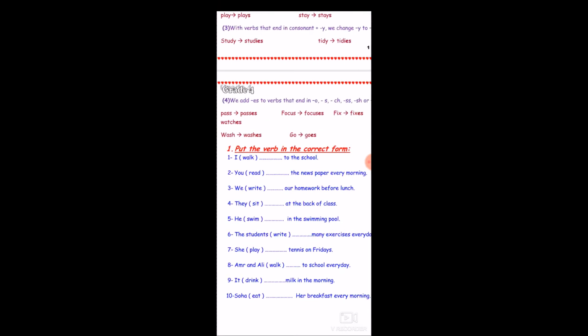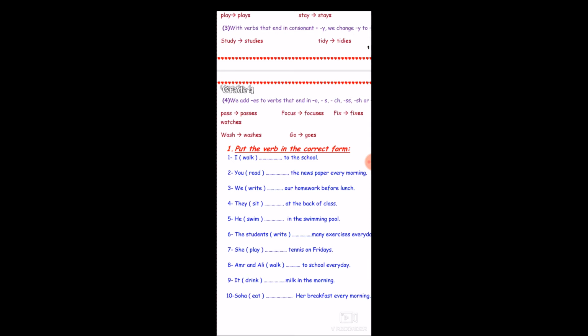Number 1, I blank to school. We want you to use walk. According to the present simple, I can use walk or walks. That's right, I start with I. Can I say I walk or walks? It's right, I walk. We never say I walks.